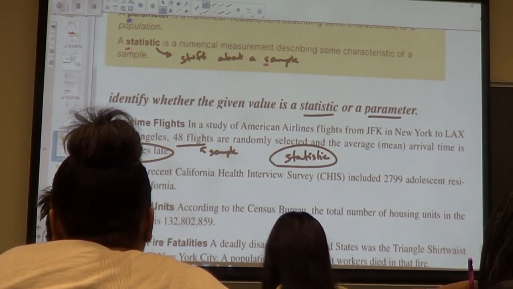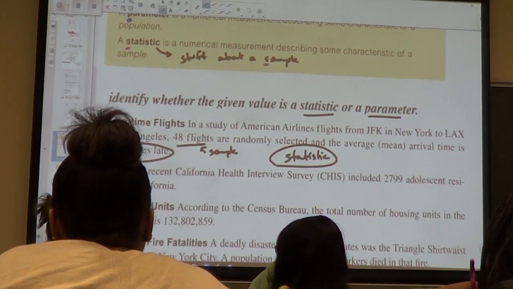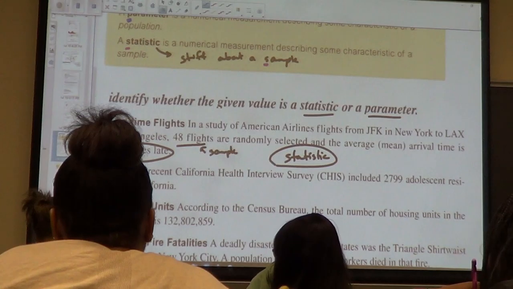A recent California Health interview included 2,799 adolescent residents of California. Am I talking about all Californians or a few? A few. So what is this? A statistic.